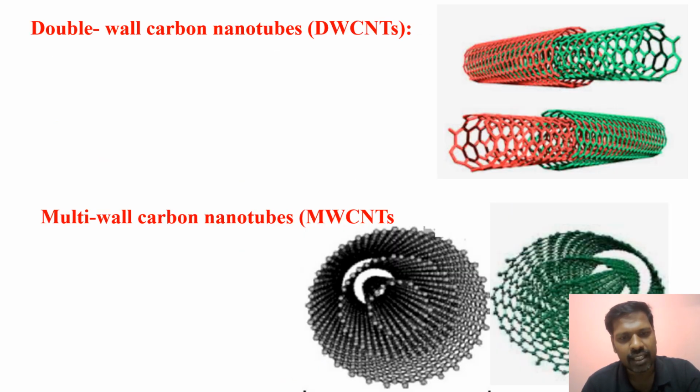Carbon nanotubes are classified into different types based on the number of walls they have. The main types are single-wall carbon nanotubes, double-wall carbon nanotubes, and multi-wall carbon nanotubes.